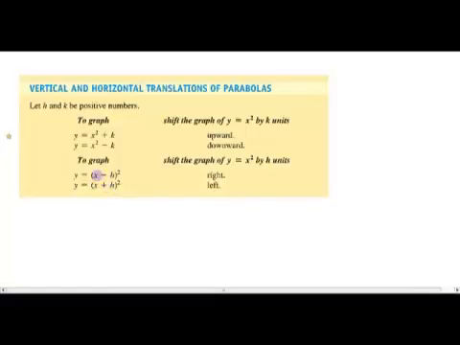So this is moving left or right in an x direction because that h has been grouped with the x inside the parentheses. So when we want to shift it right, we subtract some number from the x. If we want to shift it left, we add some number to the x.